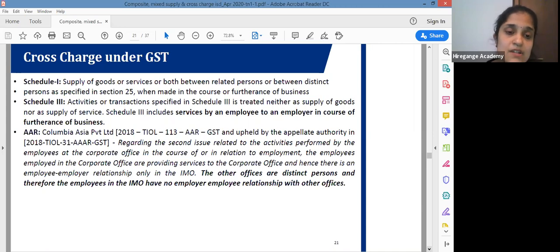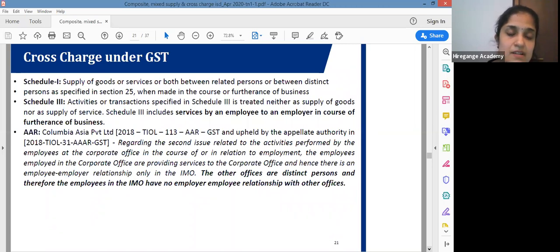However, at this juncture, one more point which may arise for us is whether it can be said that even the services given by an employee to an employer in the course of furtherance of the business are taxable or not. For this, the services by the employee to the employer in the course of or in relation to his employment would be covered in Schedule 3, which sets out clearly that these kinds of activities or transactions are considered neither a supply of goods nor a supply of services, and similar to the sale of land and completed buildings, they are also excluded from the GST levy.